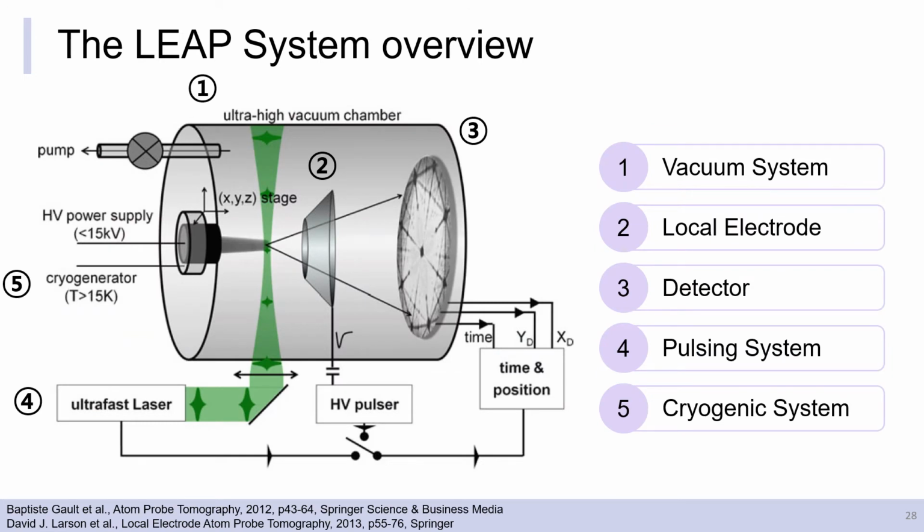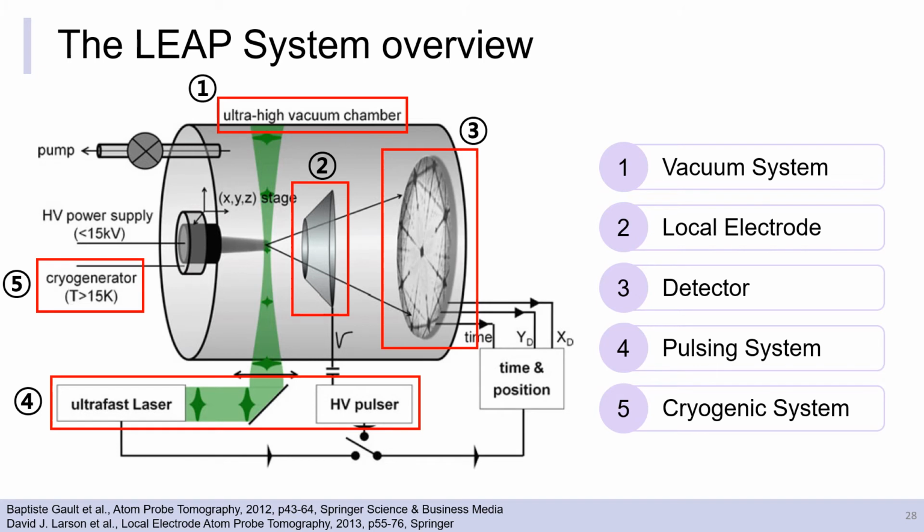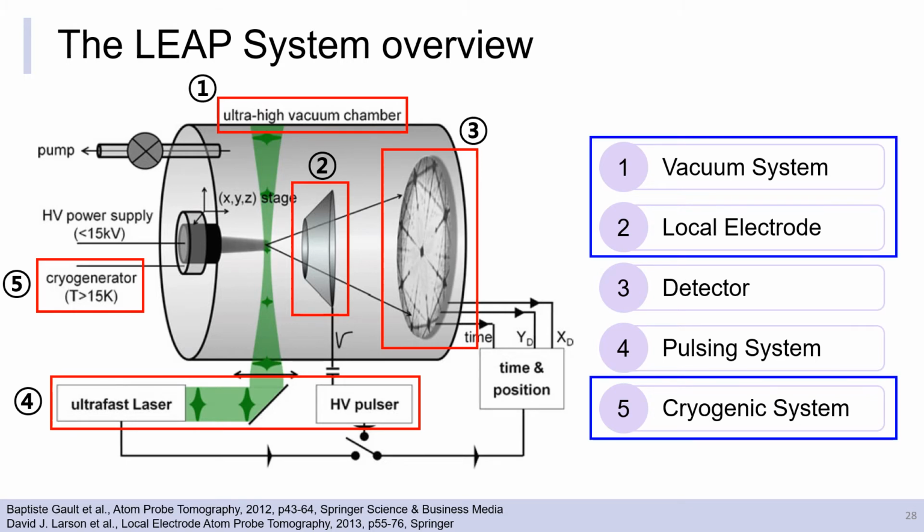The modern LEAP system mainly consists of five essential parts: a vacuum system, local electrode, detector, pulsing system, and cryogenic system. However, we already introduced the detector and pulsing system in the previous sections. So this time, let's look into the other three parts in detail.